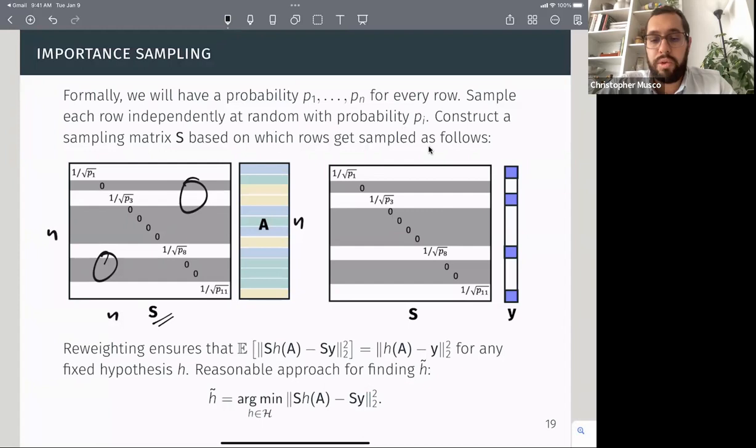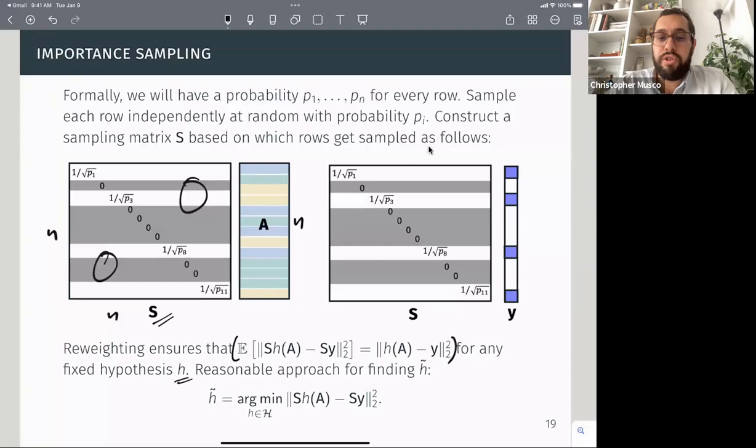This ensures that no matter what my sampling distribution is, if I look at a fixed hypothesis H in my class, the expected value of the squared two norm of SHA minus SY will equal the squared two norm of HA minus Y under this reweighting. That's not too hard to check. The reason I'm reweighting by the square root of the probability is that I have a two norm squared, so it ultimately gets squared when I compute the squared error. If I reweight in this way, I have this very natural property: the two norm of SHA minus SY, at least in expectation, is a good approximation for HA minus Y for any hypothesis. So a reasonable thing to do is to solve this sampled and rescaled problem.